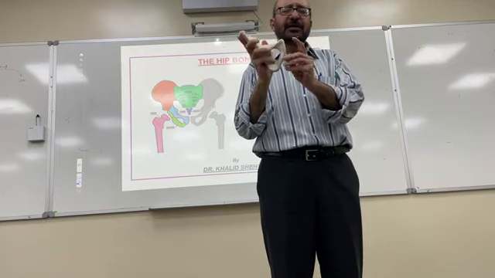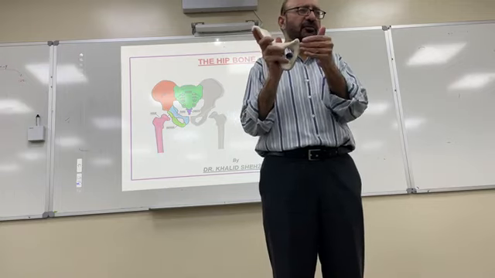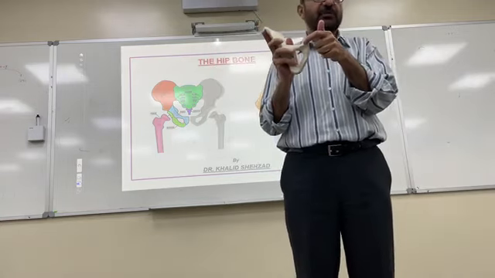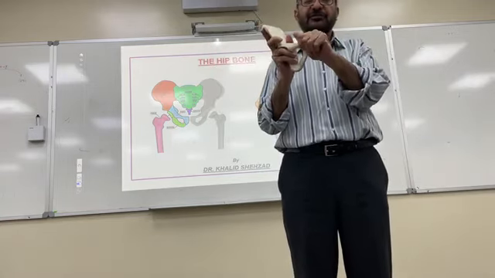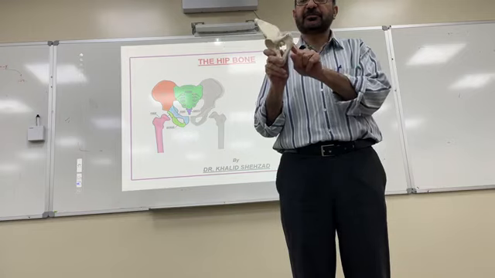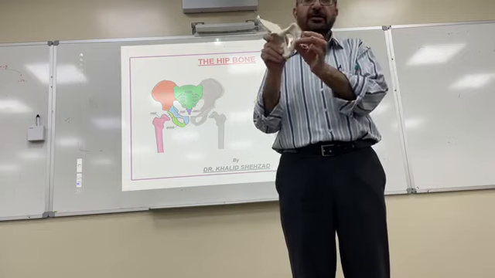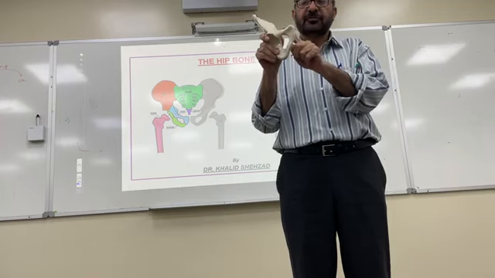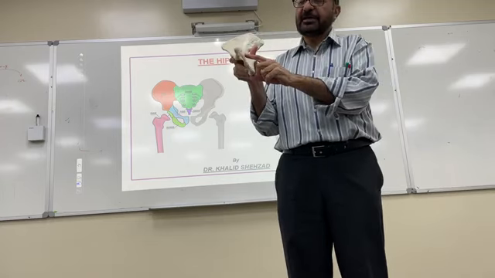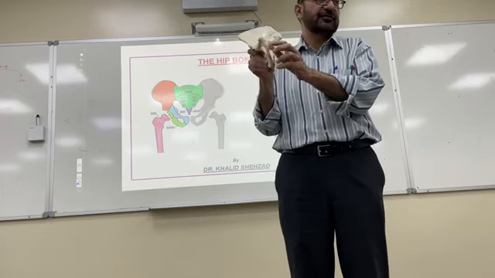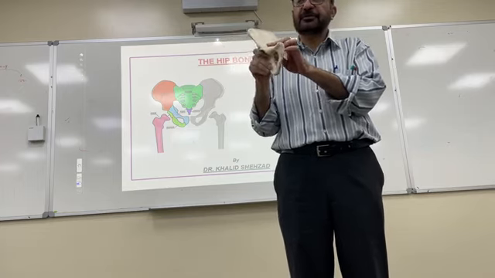The pubis has a symphysial surface to make a symphysis pubis. Then the pubis has a pubic tubercle. It has two rami. This is the body of the pubis. It has one ramus here. A ramus is this branch sort of structure. So pubic ramus, superior, inferior. But here it is continuous with the ramus of the ischium. So ischiopubic ramus. Obturator foramen.